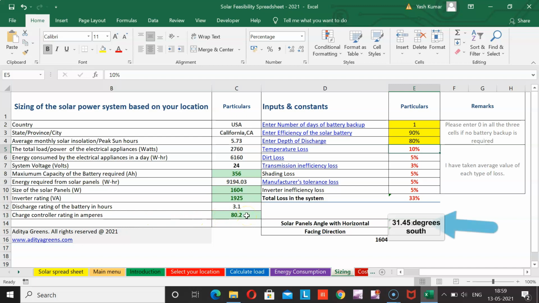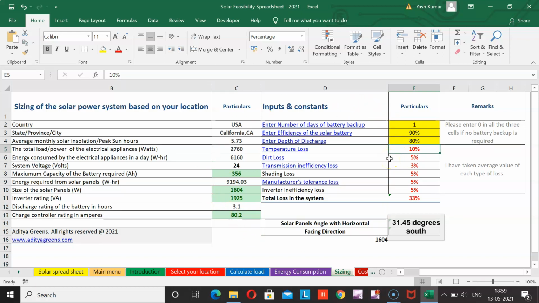Now you can see that your solar panel angle with respect to horizontal comes out to be 31.45 degree. It means that you should give a tilt of 31.45 degree with respect to horizontal to get the maximum amount of sunlight falling on the solar panels. And the facing of solar panel should be in the direction of south. So in that way, you can design the overall solar power system.